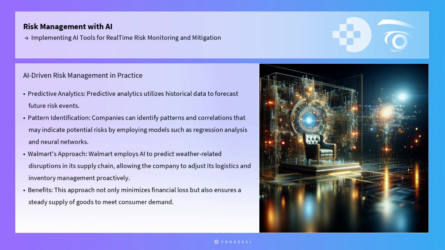One practical tool in AI-driven risk management is predictive analytics, which utilizes historical data to forecast future risk events. By employing models such as regression analysis and neural networks, companies can identify patterns and correlations that may indicate potential risks. Walmart, for example, employs AI to predict weather-related disruptions in its supply chain, allowing the company to adjust its logistics and inventory management proactively. This not only minimizes financial loss, but also ensures a steady supply of goods to meet consumer demand.